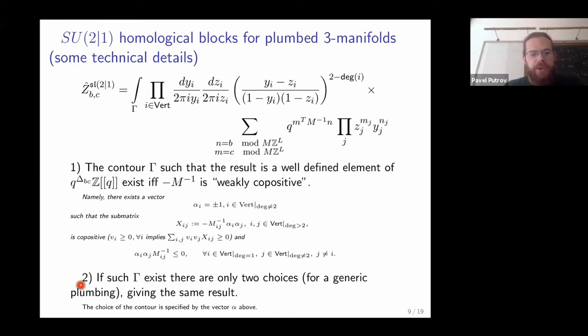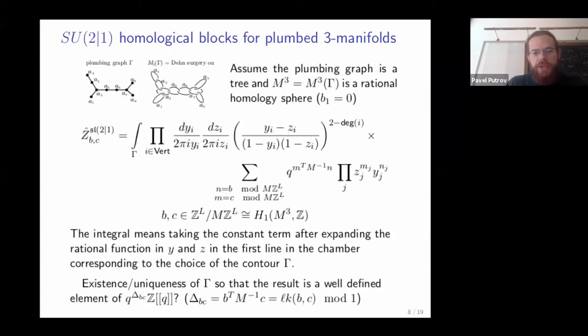And the good news is that if such a contour exists, there are actually only two choices, and they give the same result. So this is uniquely defined. It gives a unique Q series with integer coefficients, up to integer powers, up to some probably overall shift, overall rational power of Q, which invariantly can be formulated as a linking pairing between these labels B and C. So the labels B and C, from the point of view of this linking matrix, live in the cokernel, but more invariantly, they can be seen as an element of the first homology group of a three-manifold with initial coefficients.